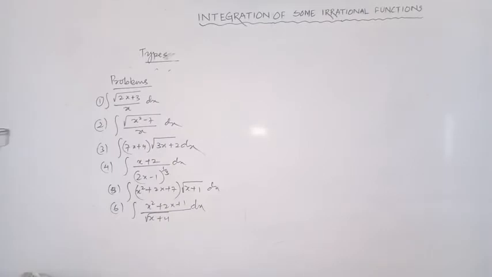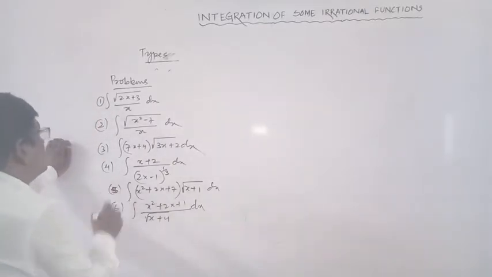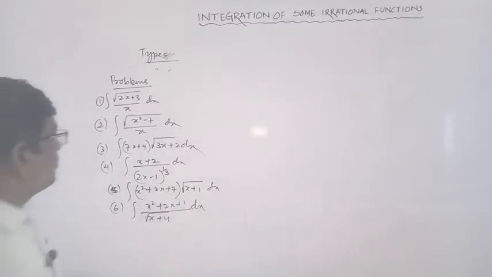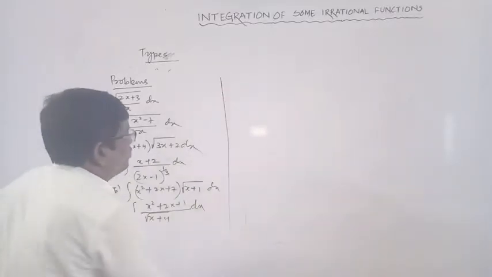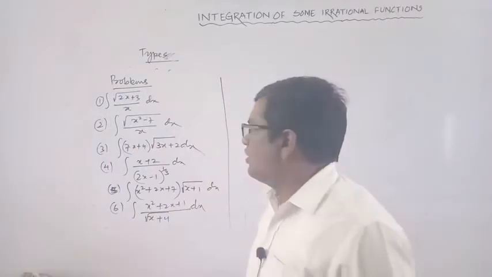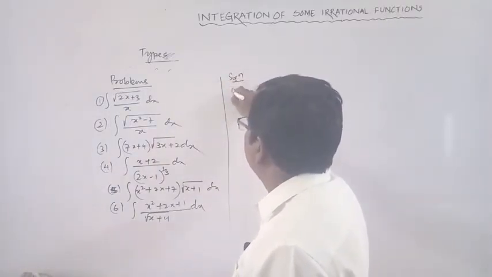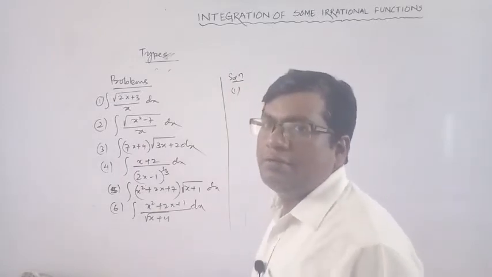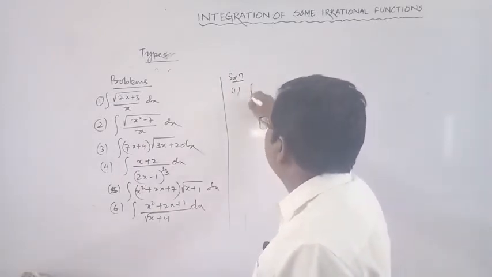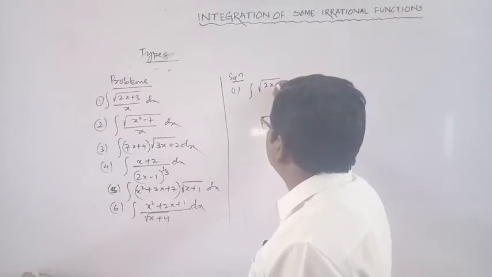Now these are up to 6 problems based on the discussed concept. Now the solution of problem number 1. What is problem number 1? It is the integration of square root of 2x plus 3 divided by x dx.